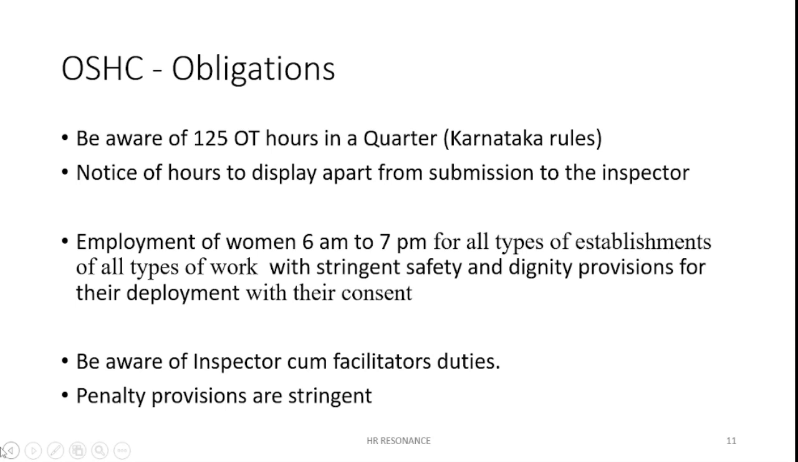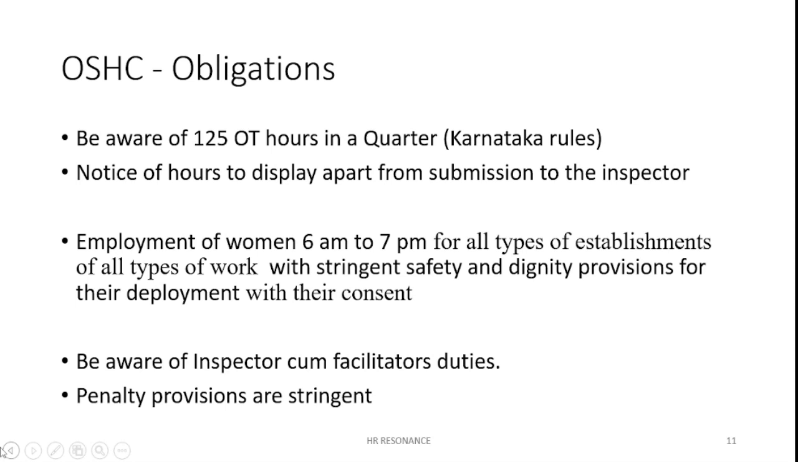Further, employers should at all times be aware of the inspector-cum-facilitator's duties and their responsibilities. They should enable and facilitate at the time of inspections whenever they take place. And further, like all the laws, penalty provisions have also been made stringent.